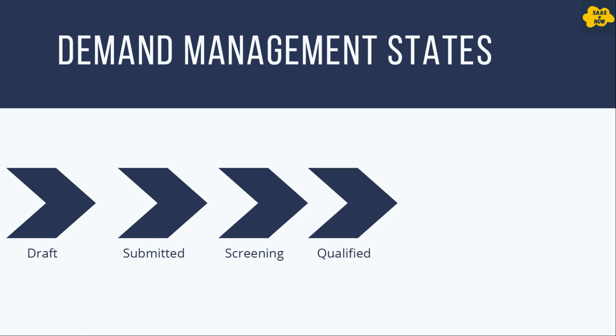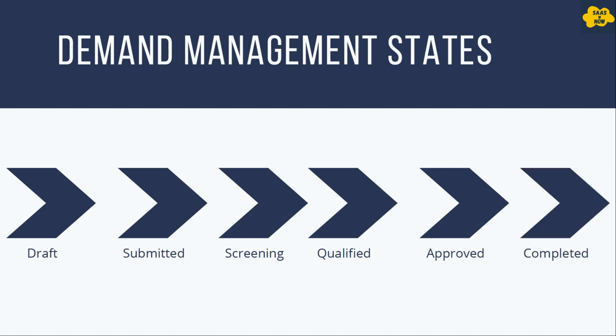And then next is qualified. Once all the assessment is done and that demand is qualified to be completed, the state becomes qualified. And then it goes for approval and approved. And once action is taken, then the demand is closed. So first it gets qualified once all the assessment is done. Then it gets approved. After approval, you perform the action, you close all the activities that the demand user has asked for, then that is completed, and then you can say the demand is closed.